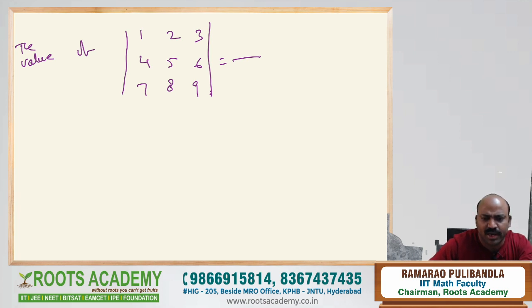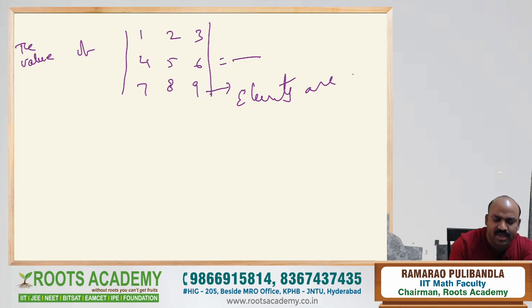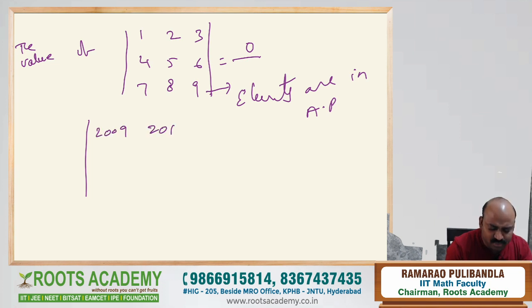Wow, everyone got it as 0. Super. Since these elements 1, 2, 3, 4, 5, 6, 7, 8, 9 are in AP, that is nothing but a 1, 2, 3 continuation, so the answer will be 0. Somebody gave a question like this, students. What is the determinant of 2009, 2010, 2011, 2012, 2013, 2014?